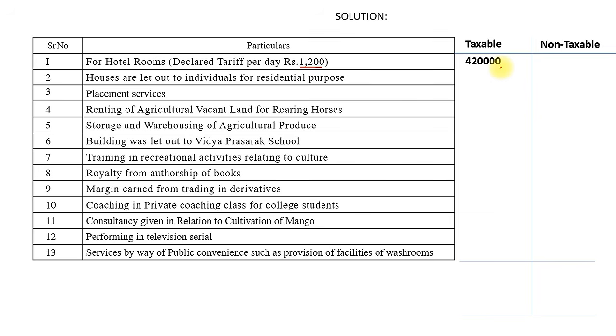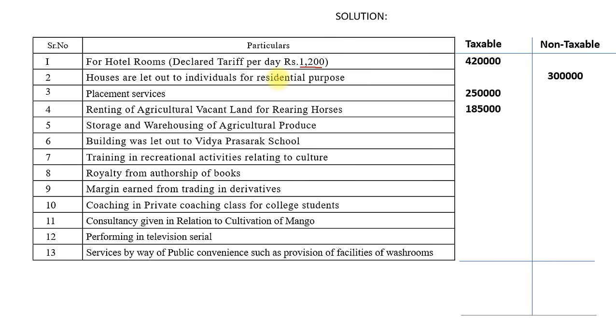Next, houses let out to individuals for residential purpose. As I told you, residential and nothing related to commercial, the entire amount will be non-taxable. Next, placement service. Placement service is an activity performed to earn money. It is a commercial activity, so the entire amount given in the question will be taxable. Renting of agricultural vacant land for rearing of horses. Remember, animal husbandry and agriculture are exempted except horse rearing, because horse rearing is considered a very luxurious activity. Anything luxurious is taxable, so the entire amount is taxable.